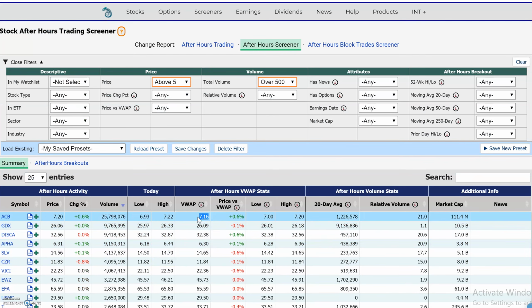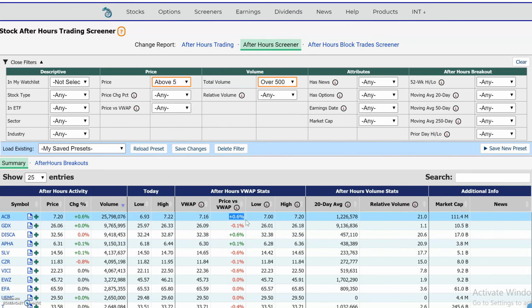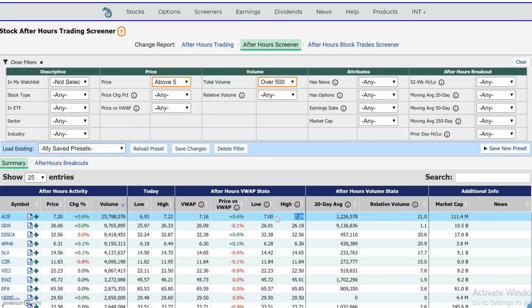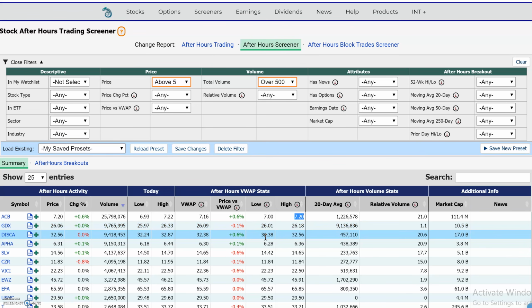You also have the VWAP price in the after hours, so this is the volume weighted average price, and you get that average price to compare to the last. This is where the last price is relative to the VWAP to show you how far away it's drifting. Here's the 1 minute low VWAP in the after hours trading. Here's the 1 minute high VWAP in the after hours trading. So you get the low-high range in the after hours.